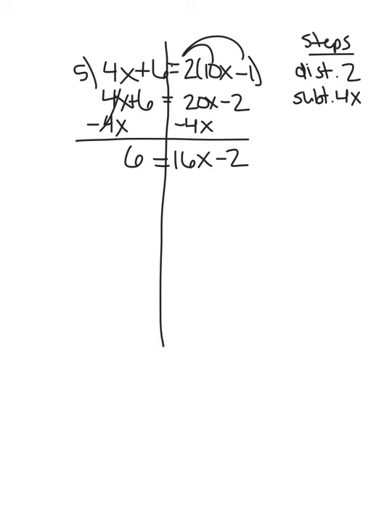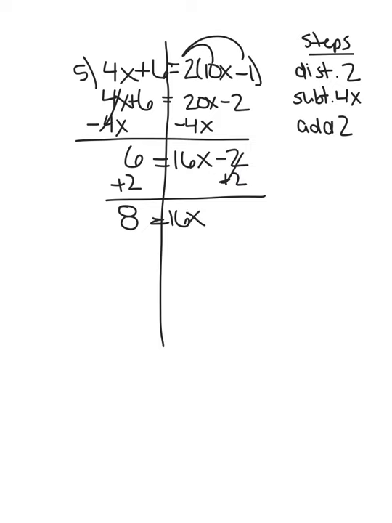Now we need to get rid of that minus 2 to get the x term by itself, so we're going to add 2 to both sides. Plus 2 and plus 2. 6 plus 2 is 8. So 8 equals 16x. It's okay if the x is on the right or left, it does not matter. Just leave it there on the right. Last step is to get the x by itself, so we're going to divide by 16 on both sides, right?